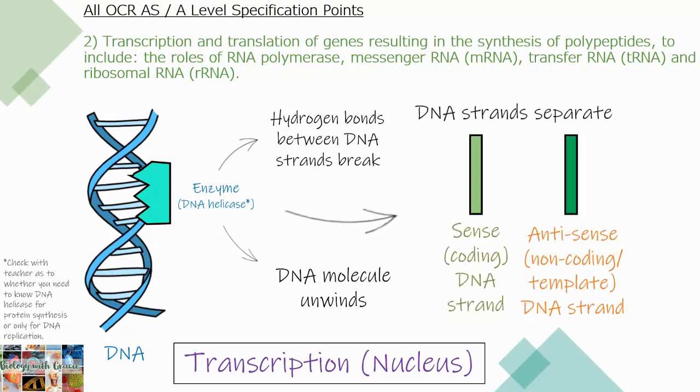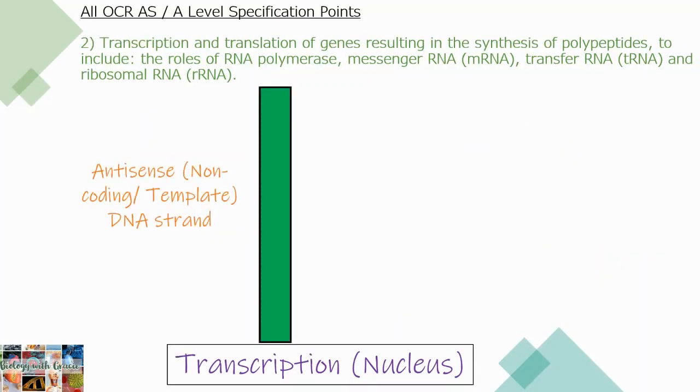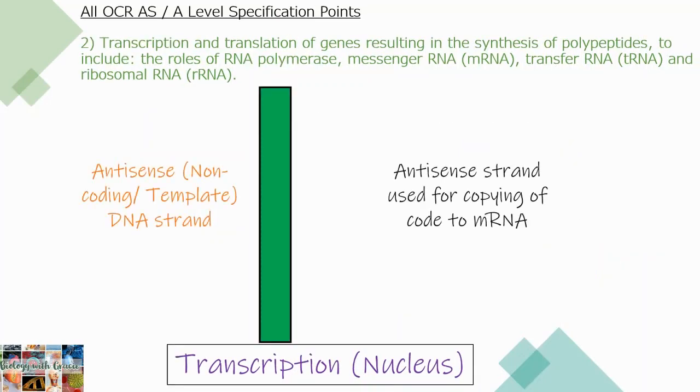So once the bonds are broken and the molecule unwinds, we are left with 2 DNA strands separated. So we've got our sense strand, which is also called the DNA coding strand, and our antisense strand, which is also called the non-coding or the template strand. So it is the template strand that is actually used for copying of the code to mRNA. So we've got our coding DNA strand that has the code of the gene, and then the template strand almost reflects this code onto it, and then the code is copied onto the mRNA.